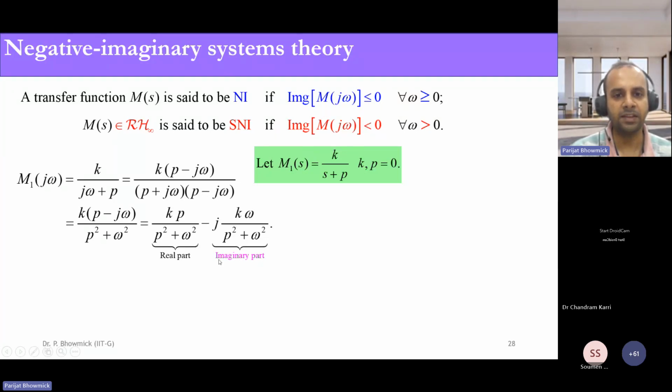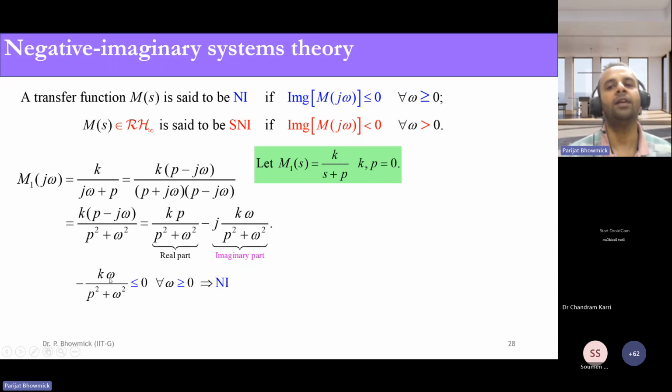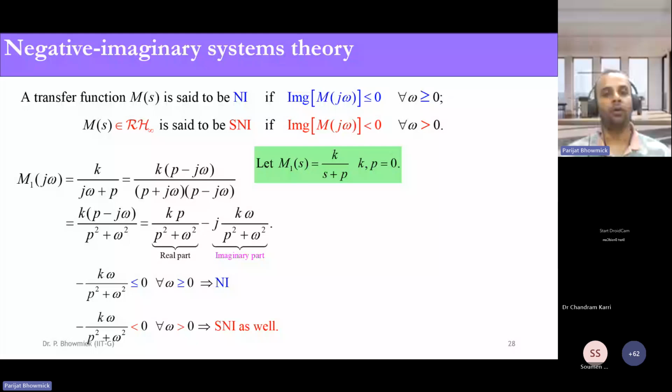So what is now this imaginary part? It is minus K into omega divided by p square plus omega square, right? So k is strictly positive, p is strictly positive, and omega varies from 0 to infinity. So at omega equals 0, everything boils down to 0. And for all positive omega, the whole thing will be negative because it is preceded by a minus sign. So it satisfies the definition. That is, for all positive frequencies, the imaginary part remains negative. So that's why it exhibits the negative imaginary property. But not only that, if you exclude the zero frequency, then for all strictly positive frequencies, the imaginary part remains strictly negative. So this system is not only negative imaginary, but strictly negative imaginary as well.